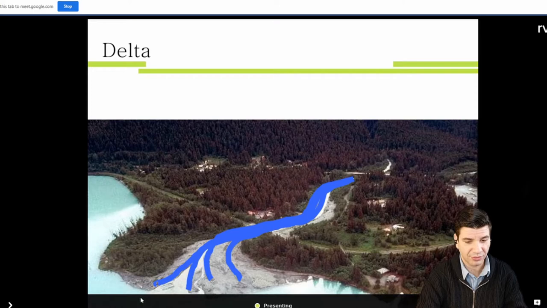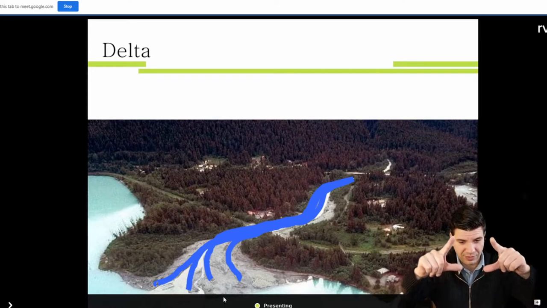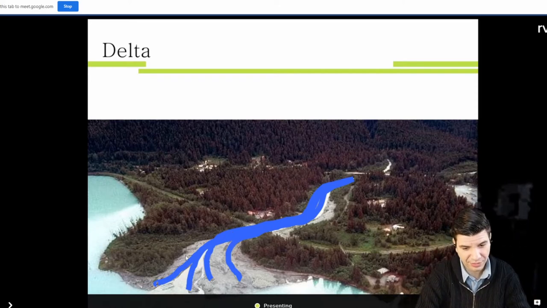But I heard of Delta Airlines, right? Because the airplanes are triangle shape. Well, it's the same idea. There's your triangle shape, there's your delta.